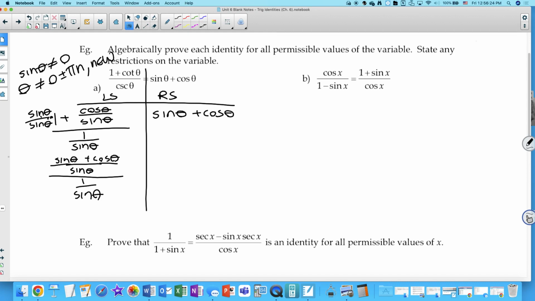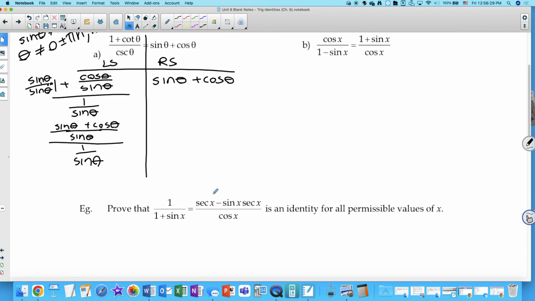Okay? And now I'm at a stage where I have a fraction over a fraction. I can take the first one and multiply by the reciprocal of the second. So I will have sine theta plus cosine theta over sine theta times the reciprocal of this, which is sine theta over 1. And the sine thetas cancel. And so now we have that the left side equals the right side, because all we're left with is sine theta plus cosine theta.